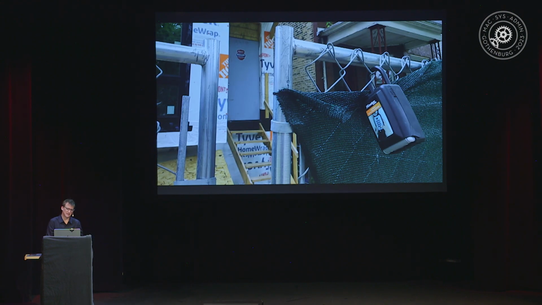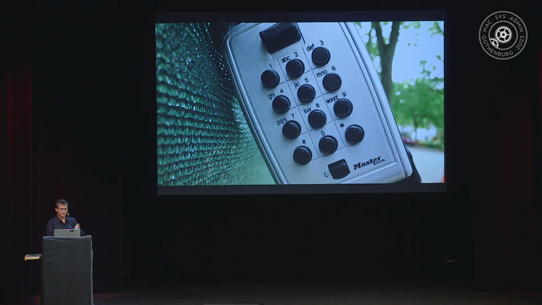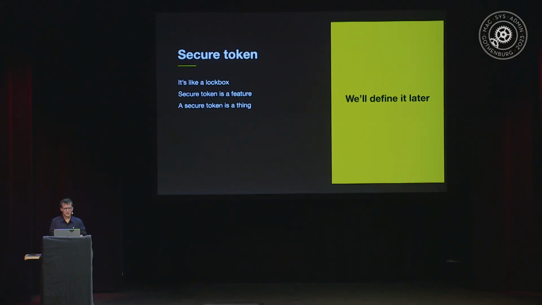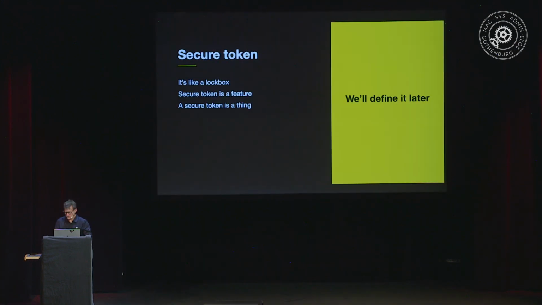So here's a lockbox in my neighborhood attached to the perimeter fence. It's a close-up. You pull that cover off and you can enter in a passcode in order to get the key in order to unlock the lockbox. So secure token is kind of like a lockbox. The analogy is, the further you chase that analogy, the quicker it breaks apart. So the secure token, it's like a lockbox. It's two things. It's a feature, and it's the thing. And I pressed the wrong button.